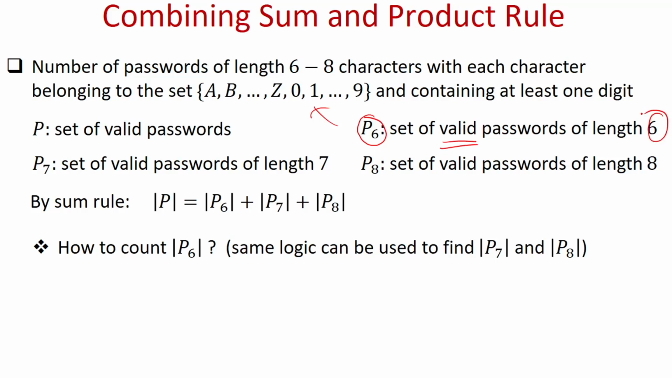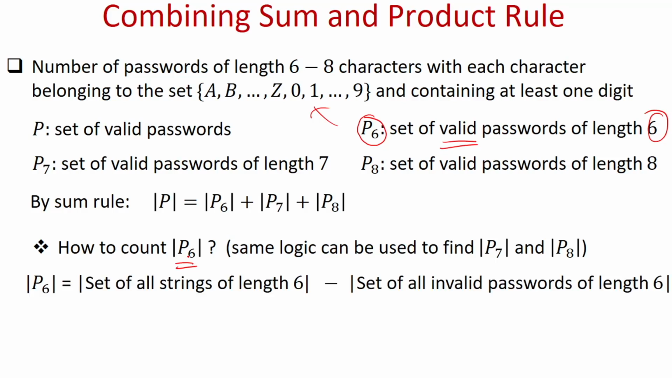That means it should have exactly 6 characters, which could be either English characters or digits, and it should have at least one digit. So it can have one digit, or two digits, or three, four, five digits, or it could consist of all 6 digits. All these are valid passwords. You might be tempted to apply the sum rule here, but if I apply the sum rule to find the cardinality of the set P6, then there might be some overlaps which I have to take care of. So instead, I can apply the following logic.